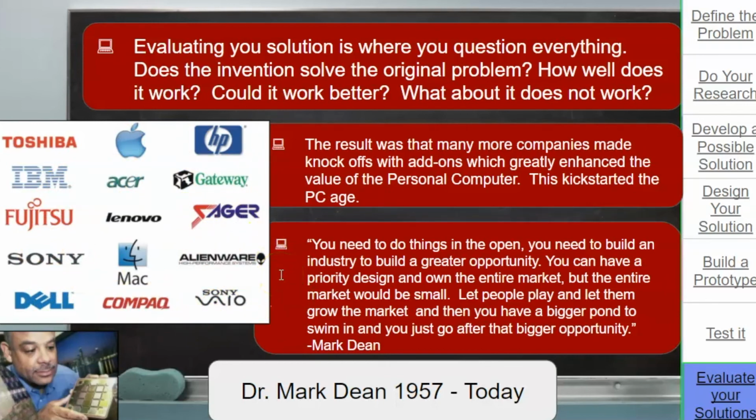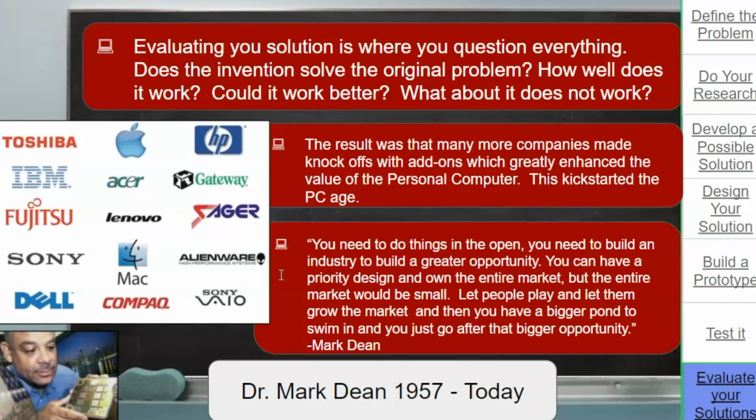All right, this is a quote by Mark Dean. It says, "You need to do things in the open. You need to build an industry to build a greater opportunity. You can have a priority design and own the entire market, but the entire market would be small. Let people play and let them grow the market, and then you have a bigger pond to swim in, and you just go after that bigger opportunity."